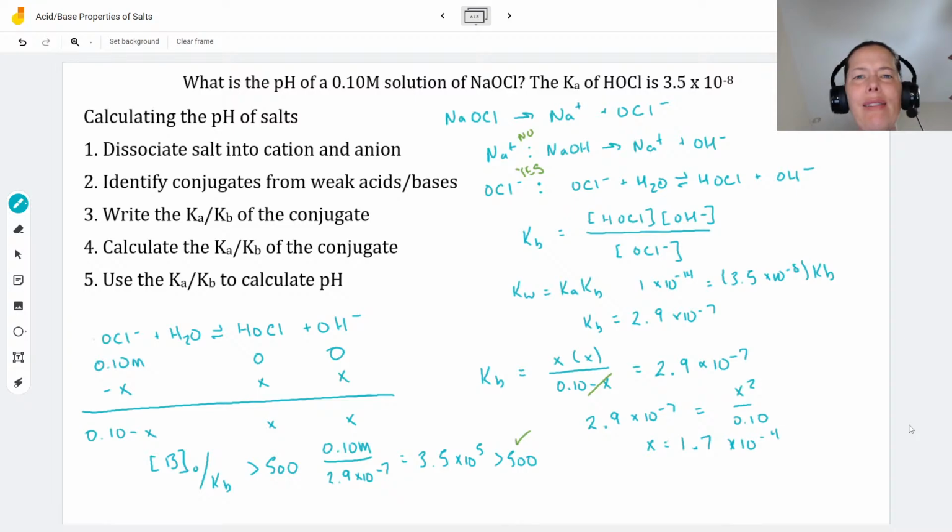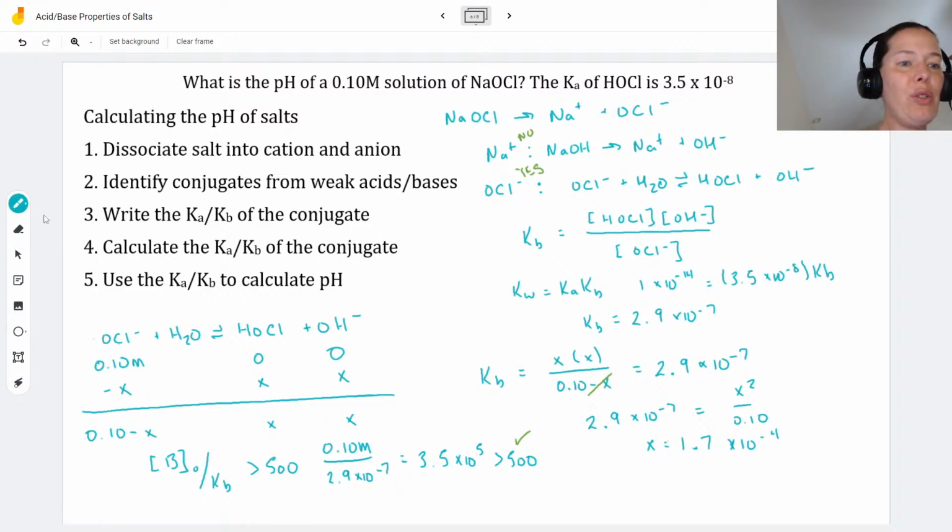So what does that do for us? All right, so let's go back and remember what X is. If we go back to our equilibrium table, X is the change, but that means that X is the concentration of hydroxide. So if I know the concentration of hydroxide, it's going to take me a couple steps, but I can eventually get to pH, right?